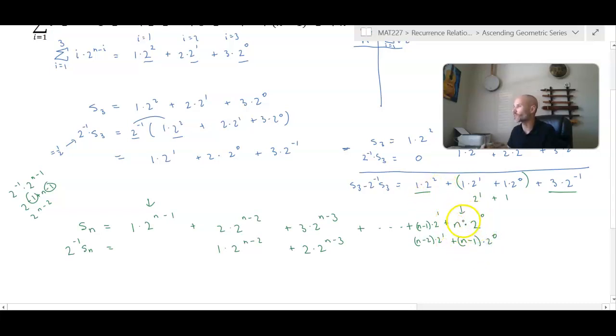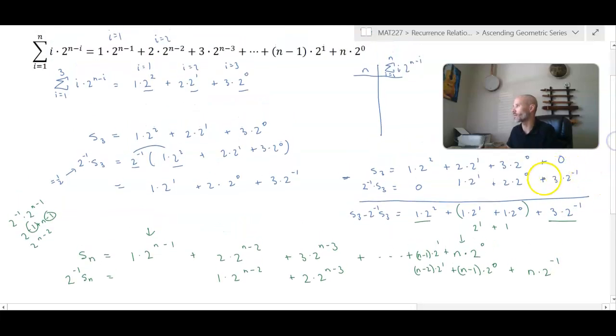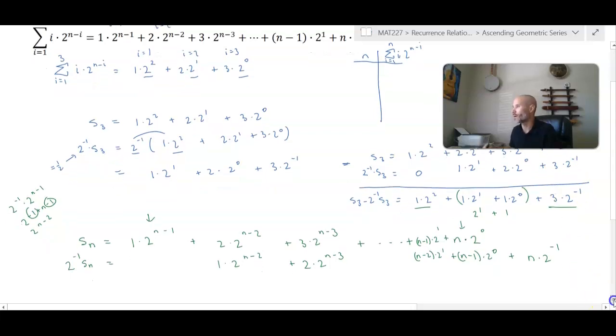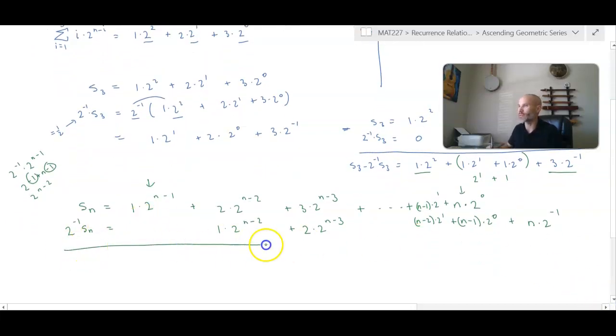And then this last term, when we multiply that by 2 to the negative 1, will become n times 2 to the negative 1. That's like this very last term that we saw right here, this 3 times 2 to the negative 1, where n was 3. Okay, again, the reason we're going to write this is because now we're going to subtract them. And this is just a little algebraic trick. So I think what I'll do here is, notice that we could just factor out a 1/2, and 1 Sn minus 1/2 Sn will just be 1/2 Sn.